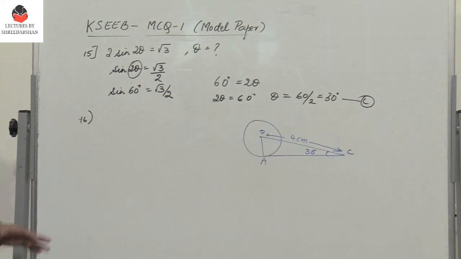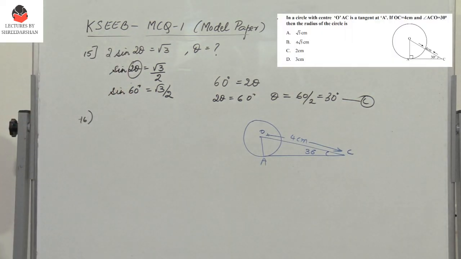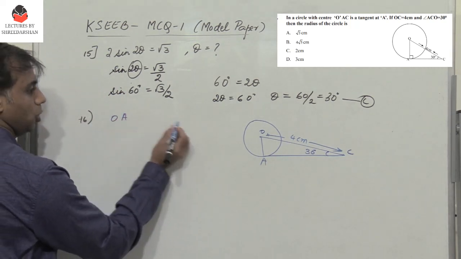Now consider the figure given. The circle with O as the center and AC is the tangent, and OC happens to be 4 centimeters and angle ACO is 30 degrees, then the radius of the circle. So we need to find what is OA. So OA is the radius.